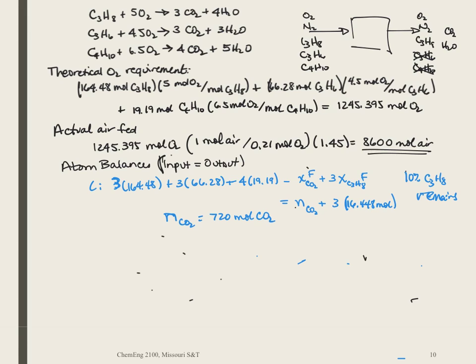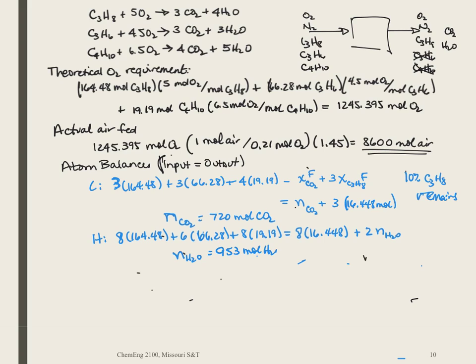All right, now then if I do a balance on H, I have 8 hydrogens that come in with this C3H8. I have 6 that come in with C3H6. I have 8 that come in with C4H10. And H leaves, well, 8 leave with the C3H8, and then 2 leave with the water. And I find that 953 moles of water leave the system.